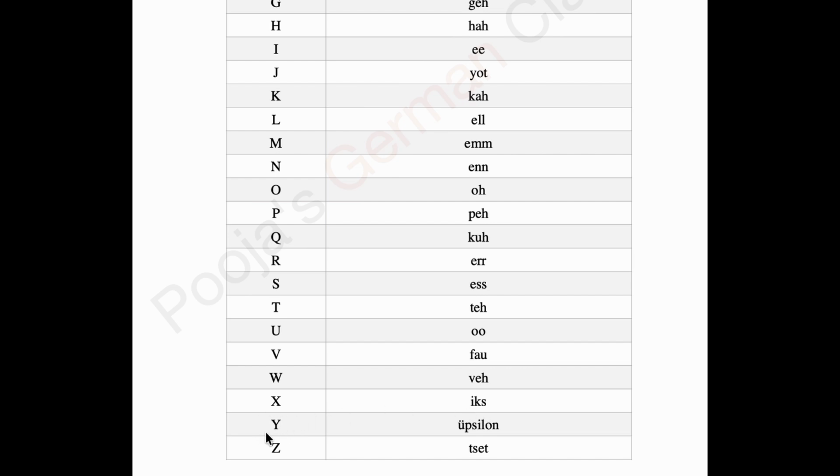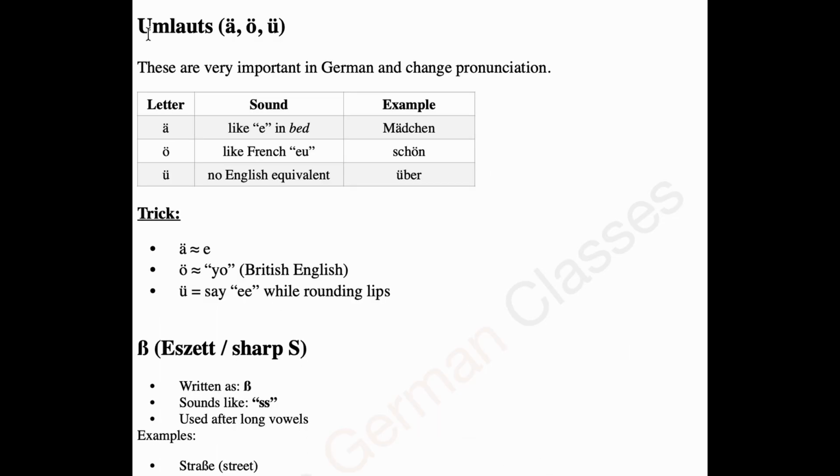Then again, Y is also special. Y is called upsilon. Once again, upsilon. Okay, now the 26th letter of the German alphabet is Z. Z has a sound of Z.